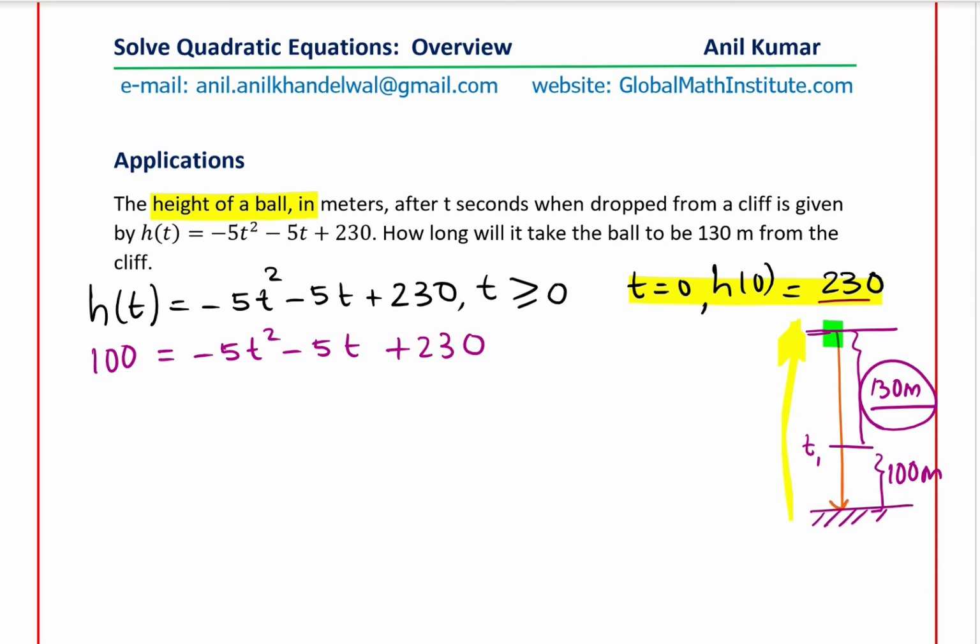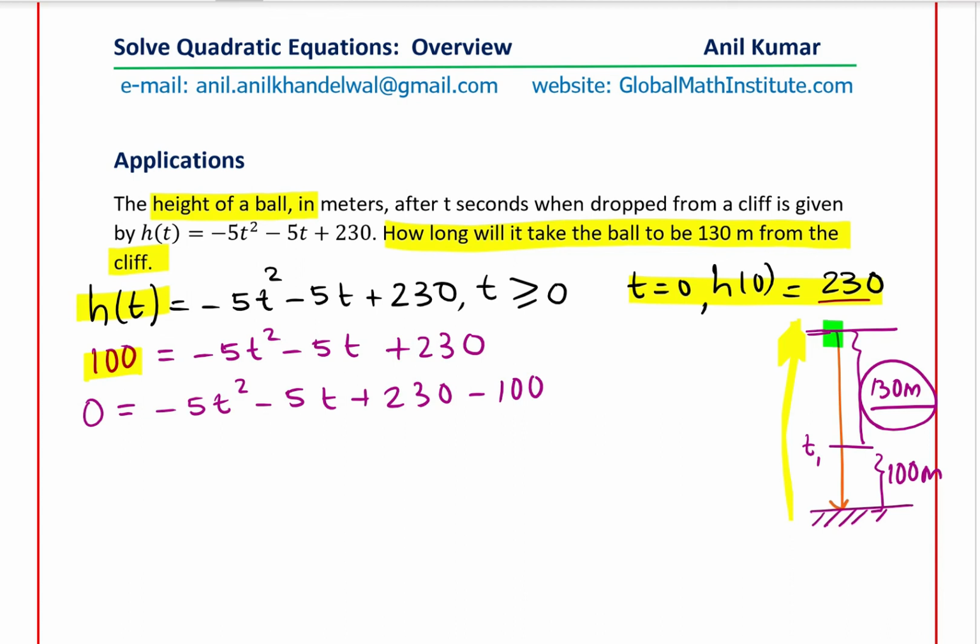Now, over time, the height is decreasing. When it hits the ground, the height will be 0. Now the question is, how long will it take the ball to be 130 meters from the cliff? From the cliff, if it is 130 meters, from the ground it is 100 meters. And that is why we are writing the height as 100 meters. And then we are going to solve this equation. Perfect. So we can write this as 0 equals minus 5t square minus 5t plus 230 minus 100. That is how we are going to solve it.